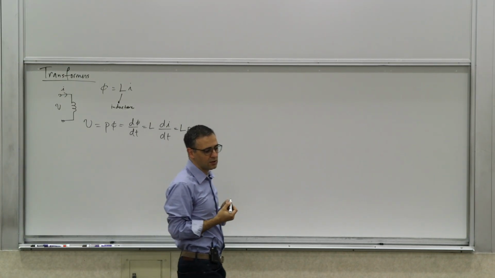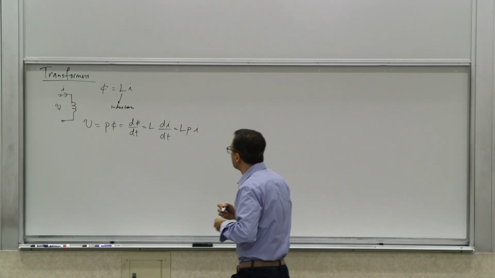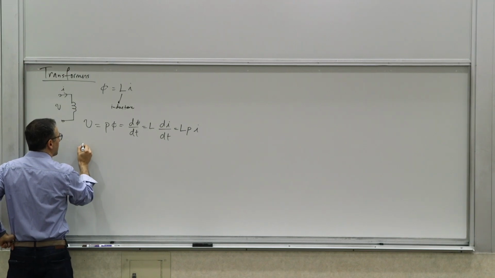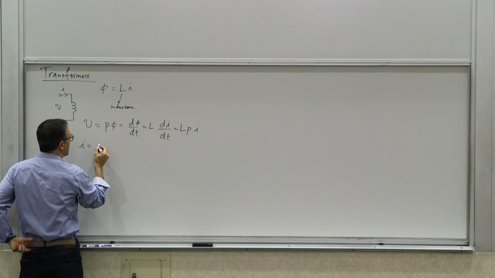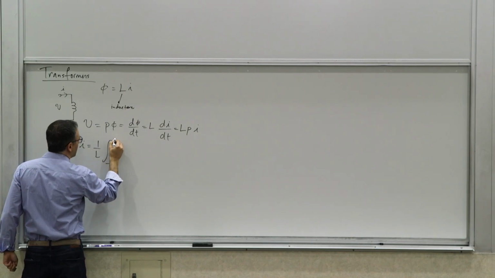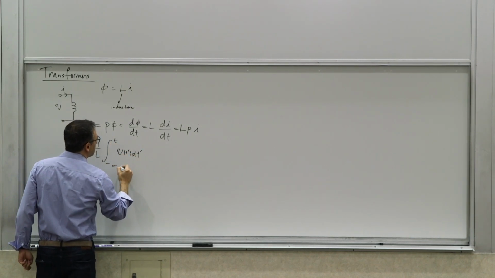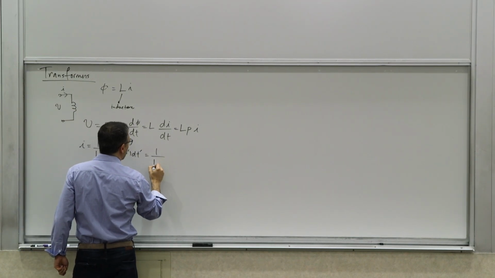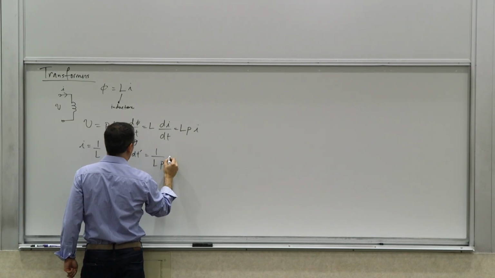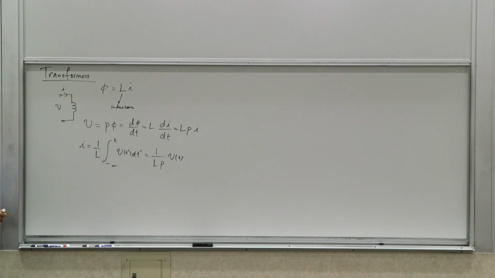So this is a single inductor. This is the way it behaves. Of course, if you want to calculate the current as a function of voltage, you do the opposite and integrate it. It would be 1 over L times the integral from negative infinity to t of v of t dt, which you can also write as 1 over L p v in our notation. These are things that we've already analyzed.